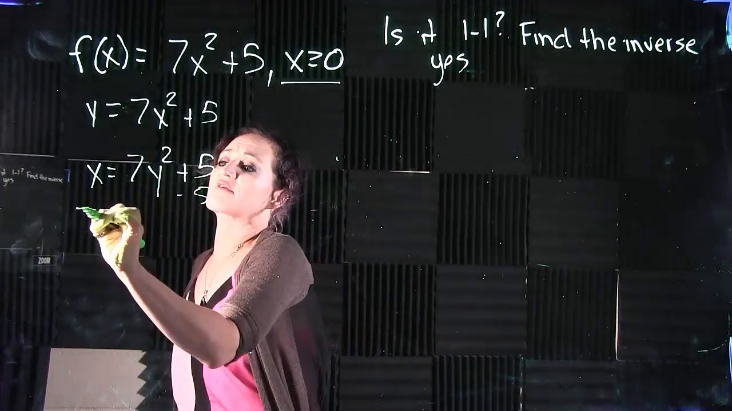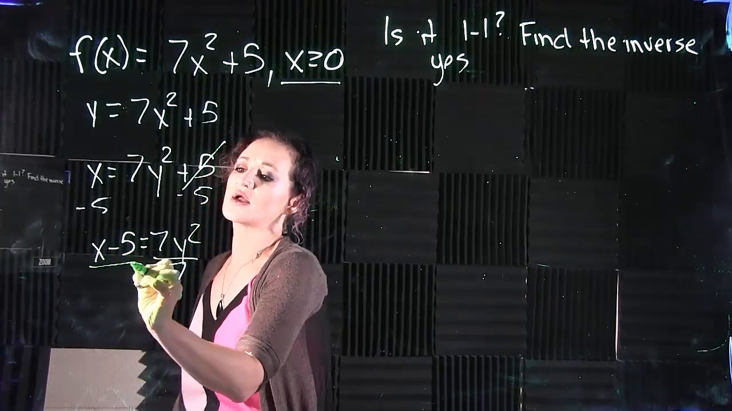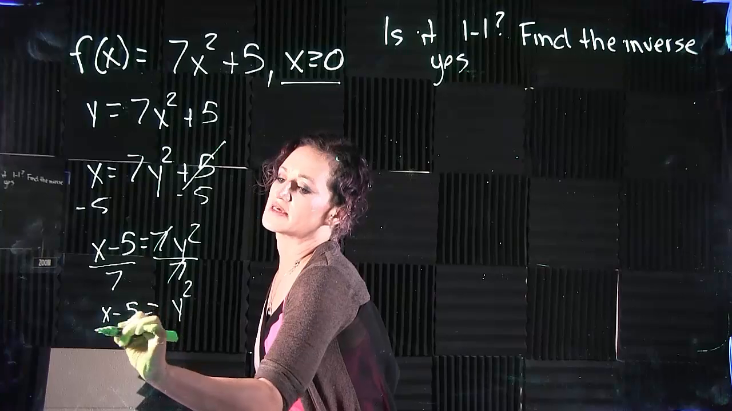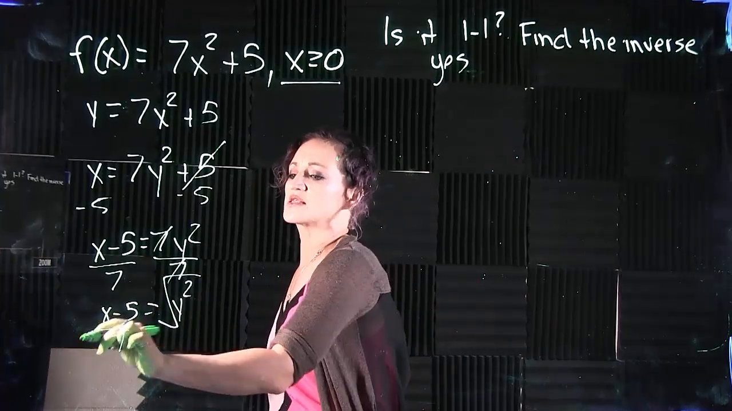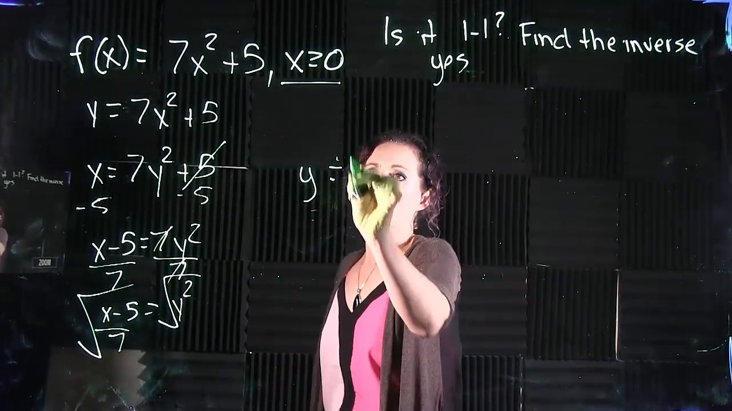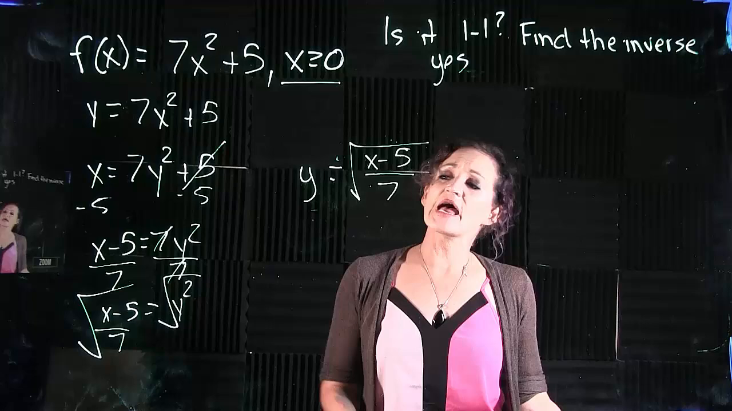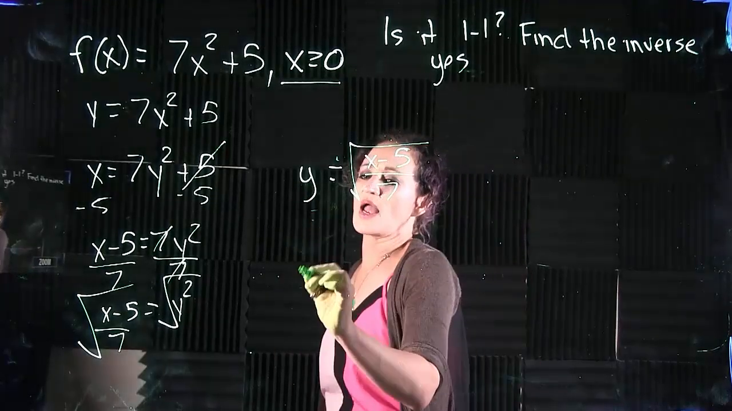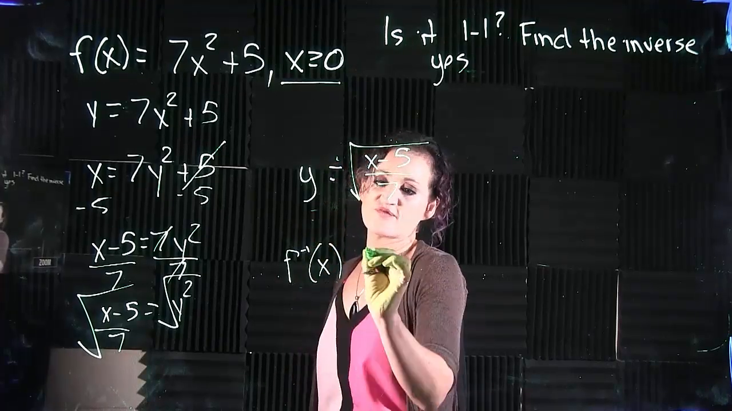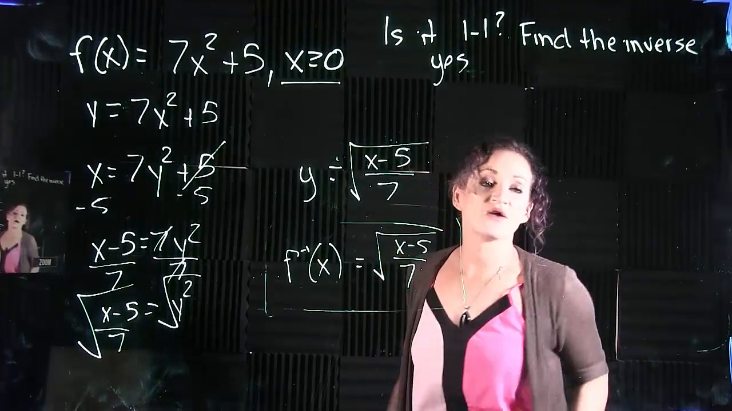We're going to subtract 5 on each side to get x minus 5 is equal to 7y squared. Divide both sides by 7 to get y squared is equal to (x minus 5) over 7. Then take the square root of each side. So we're left with y is equal to the square root of (x minus 5) over 7. Last step, plug in your inverse notation for that y. Instead of y, since we just found our inverse, we're going to get rid of y and put in the inverse function notation. Our inverse of this function is the square root of (x minus 5) over 7.